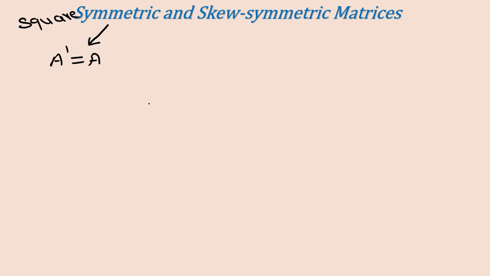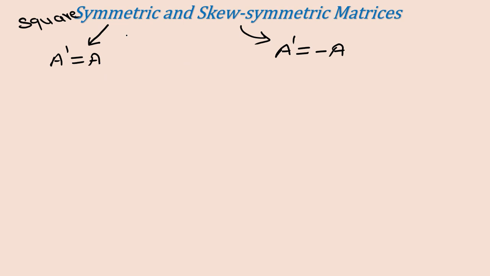Okay, only then it can be equal to its transpose. And the skew-symmetric: any square matrix will be skew-symmetric if its A transpose is equal to negative of A. Now these matrices are very important for you, and you will have many questions in the exam based on this.